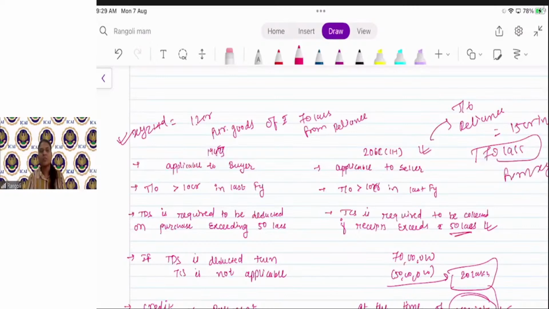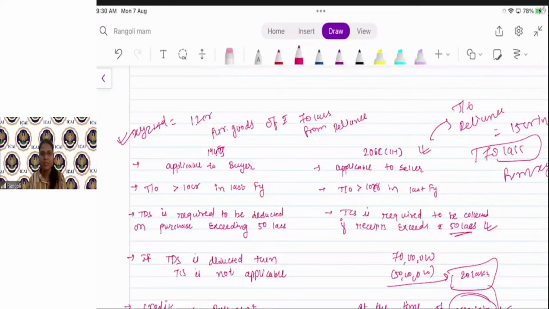Then what happened? The government gave a clarification that in those cases, if TDS is applicable under section 194Q, then on the same value, the seller is not required to collect TCS. So in our case, the buyer is eligible, so the TDS overrides the TCS. So in our case, if XYZ Limited deducts TDS, then Reliance is not required to collect TCS.